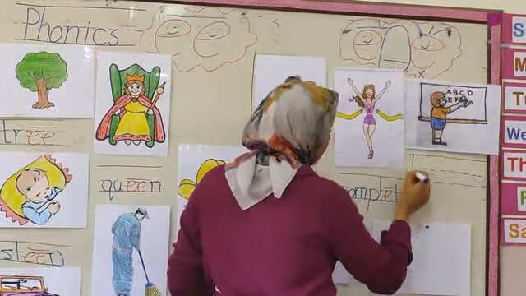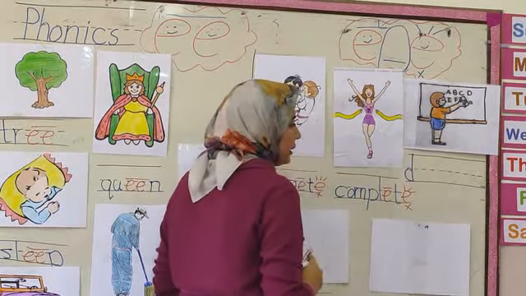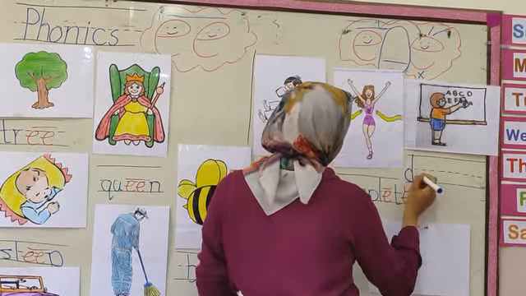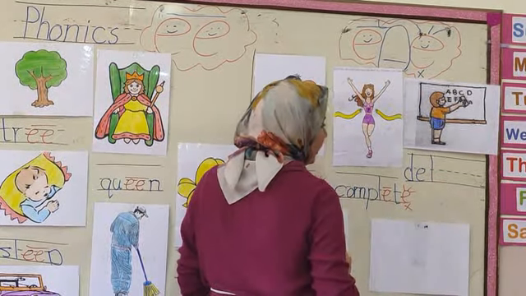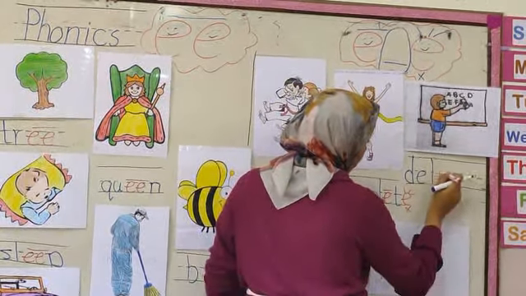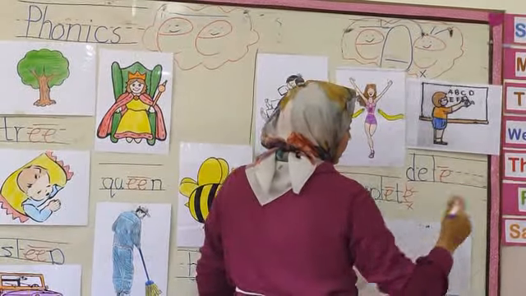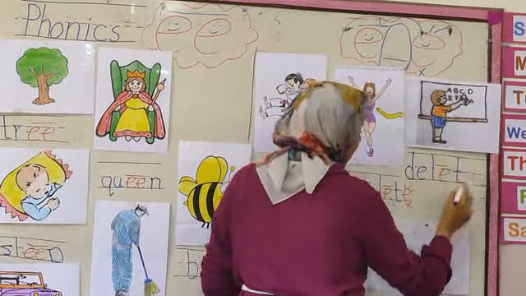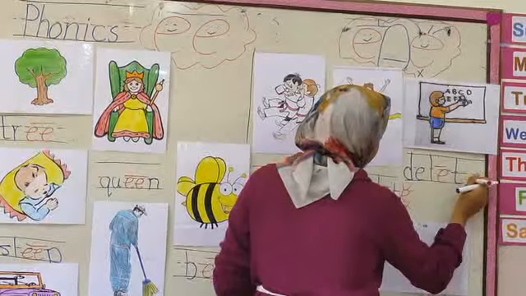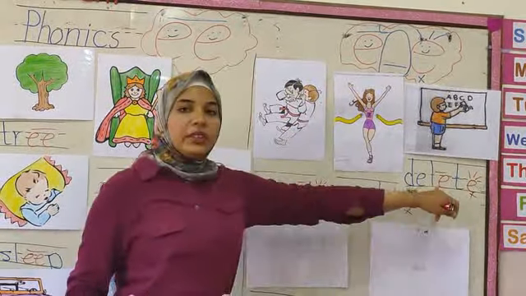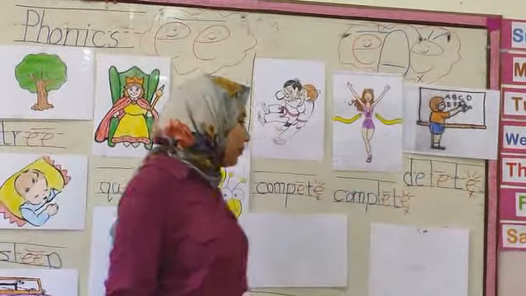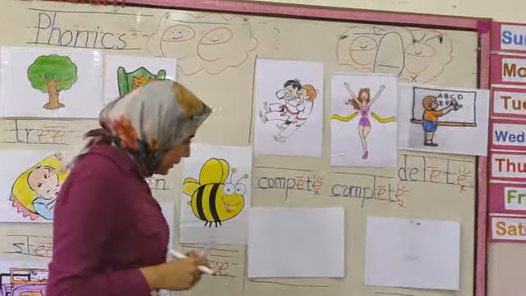D, D, E, short E, D, L, delete, E, long E, delete, T, and at the end I have silent magic E. Delete, delete, delete. Okay, what's next here?